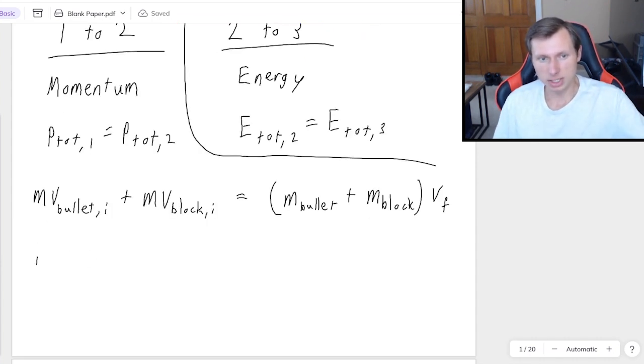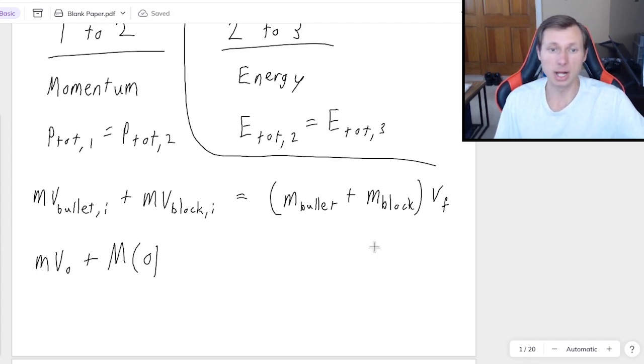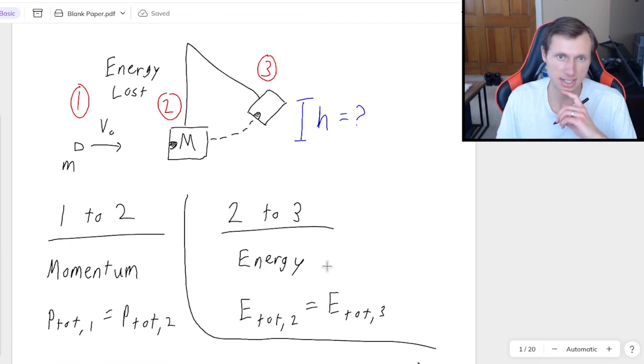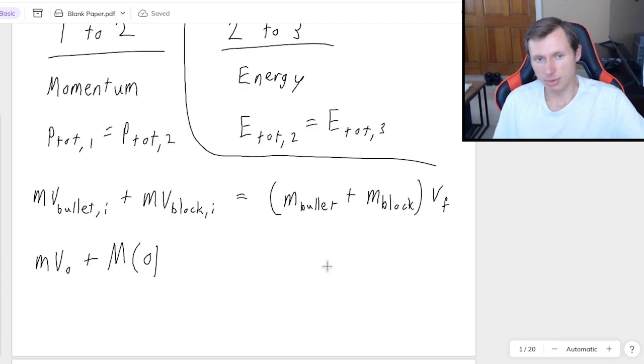Mass of the bullet is lowercase m. These are all variables, by the way. Velocity of the bullet is v naught, plus mass of the block is capital M, and velocity of the block is 0. Remember, the block is stationary at first. It's not moving. So that's it for the left side.